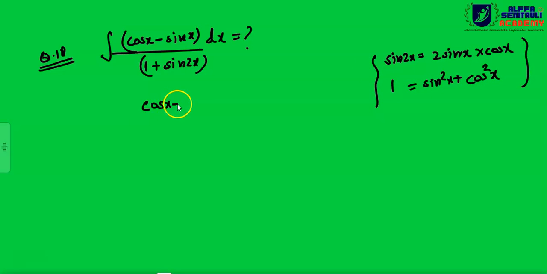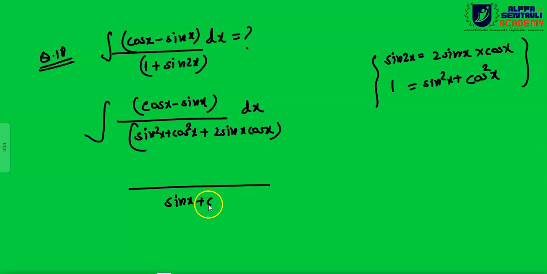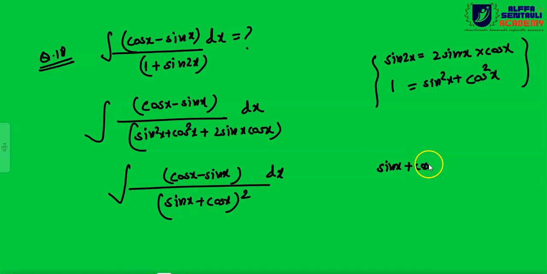So cos x minus sin x will be written as it is, and in place of 1 I can write sin square x plus cos square x, and in place of sin 2x I can write 2 sin x into cos x, and this will be the complete dx. Now, beta, this is nothing but sin x plus cos x whole square, a plus b whole square, and this is cos x minus sin x, and this is equal to dx. Now, beta, what can you substitute? When you substitute sin x plus cos x as t, then you will get the final answer, right?